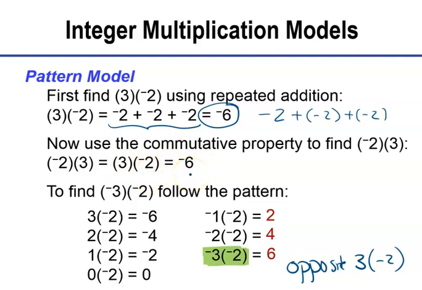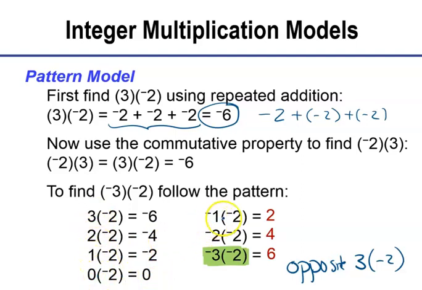Now we could build a pattern. So we know 3 times negative 2 is negative 6. That means 2 negative 2's is negative 4. 1 negative 2 is negative 2. 0 negative 2's is 0. So notice the pattern. We're just really adding 2. And what's happening over here is 3, 2, 1, 0.